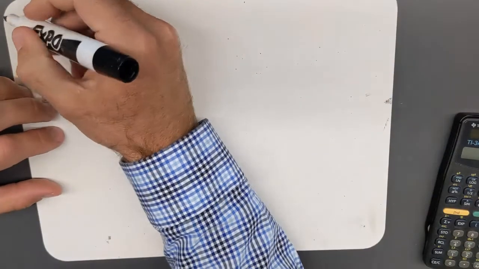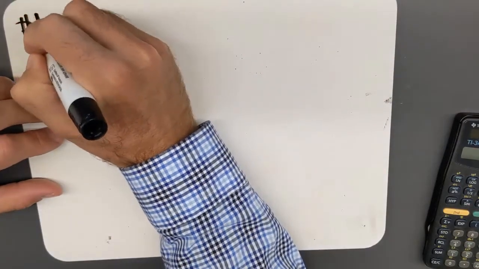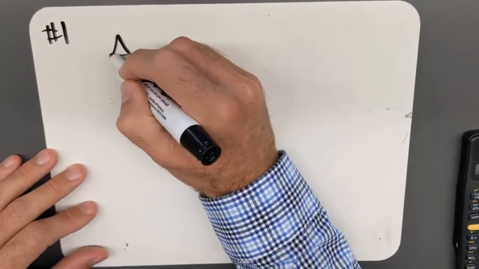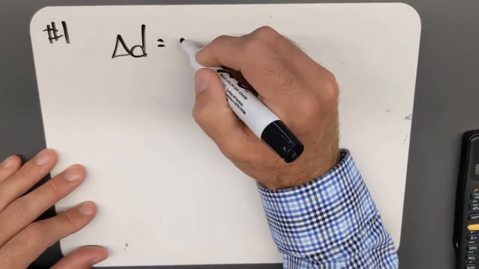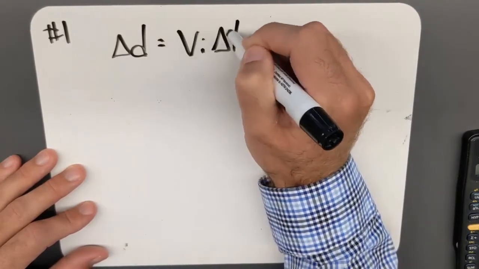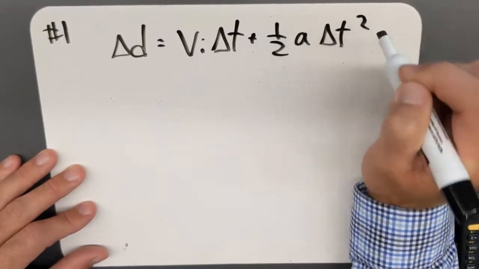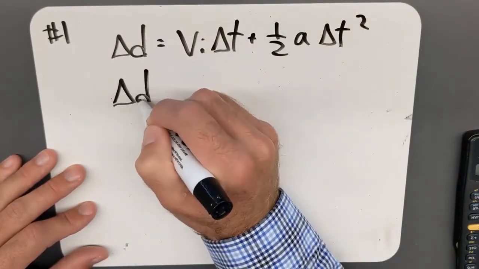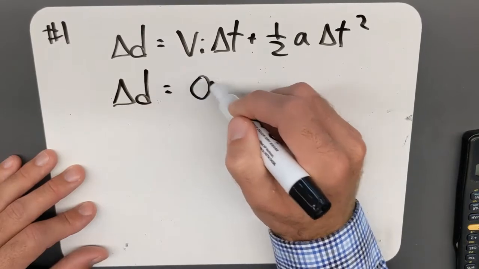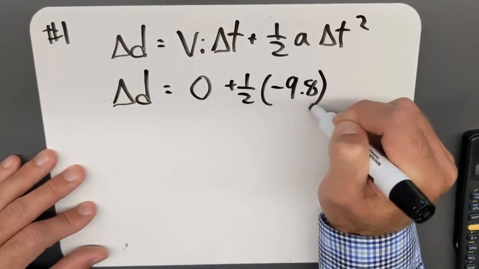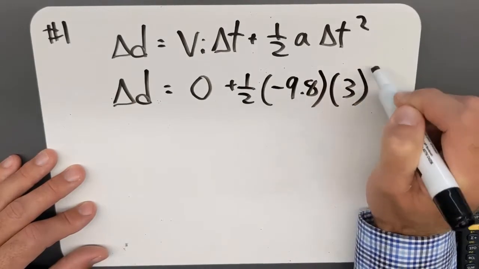So I have the same initial thing, so this is still number 1. All right, the same initial things. I'm looking for how far. I can only use my constant acceleration equations. So I'm going to pick this one because it has delta D, which is exactly what I'm looking for, plus 1/2 a delta t squared. Delta D equals an initial velocity of 0 because I dropped it, plus 1/2 times -9.8 times the time of 3 squared.